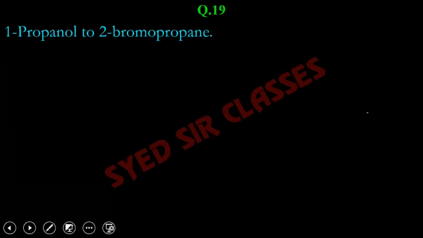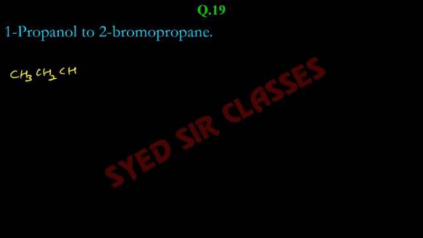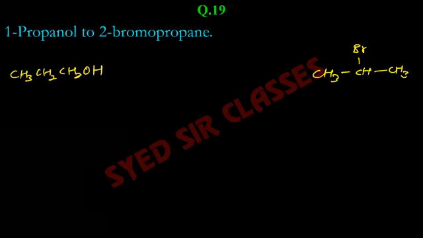Okay. Next, 1 propanol to 2 bromopropane. So CH3CH2CH2OH, and from this CH3CHBrCH3, and this one is very easy. I am expecting everyone to give me the correct answer. What you will do? Very easy. You know everything about it. As a hint, I can tell you it is just a 2 step process.